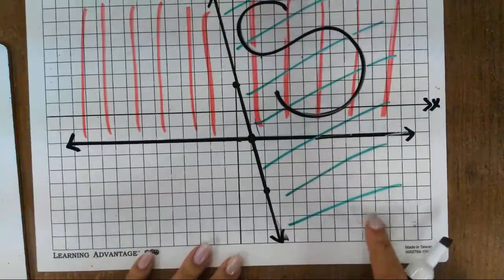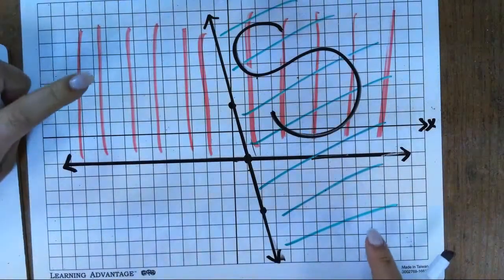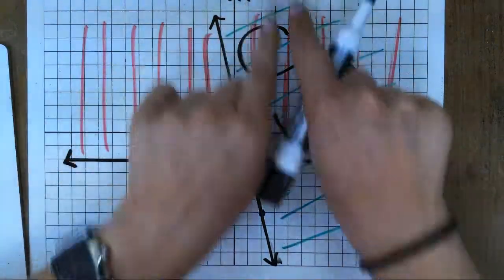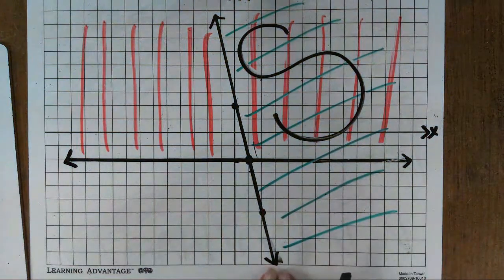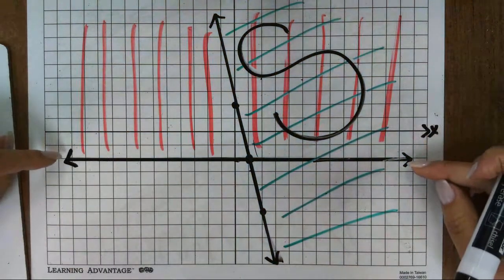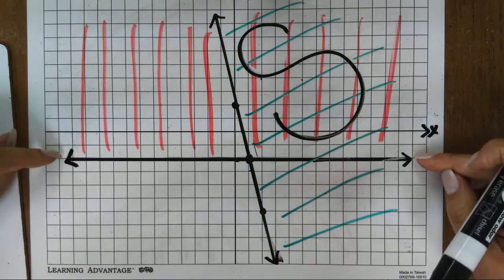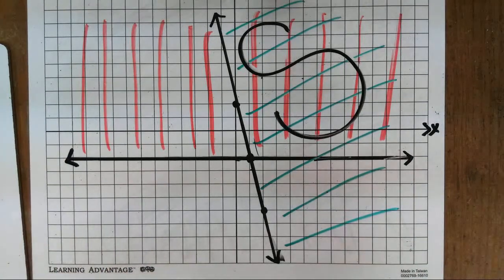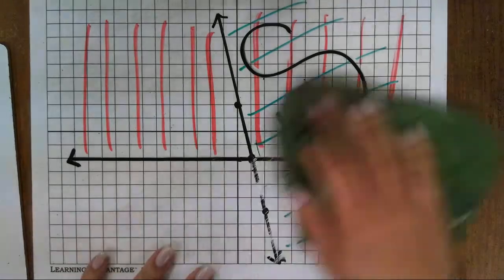So even though they're shading down here and they're shading over here, this has nothing to do with the solution of the system. The green is a solution for this line and the red is a solution for this line, but it's not a solution for the system. So let's go ahead and erase and we'll do another problem.